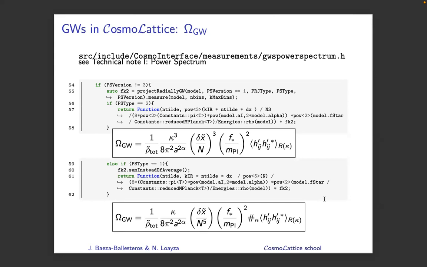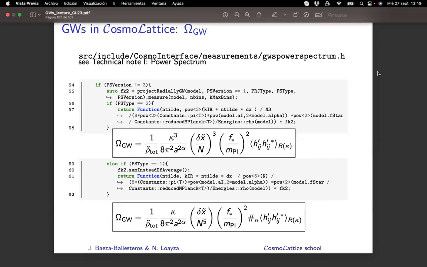fixed background. So what you can do is go into this file, GWS power spectrum, and instead of normalizing by the total energy of the matter fields, you can replace this by the critical energy density of your fixed background. You just need to change that, and it will give you the omega GW for the case you want, in this case, the fixed background. You just need to go here and change this for the critical energy density of your fixed background. And this will give you.